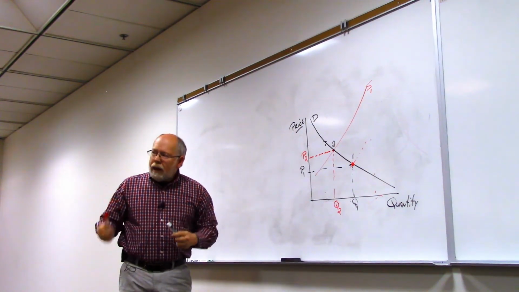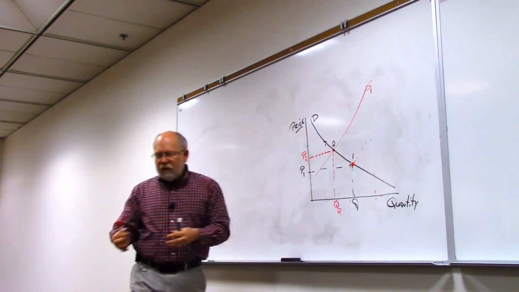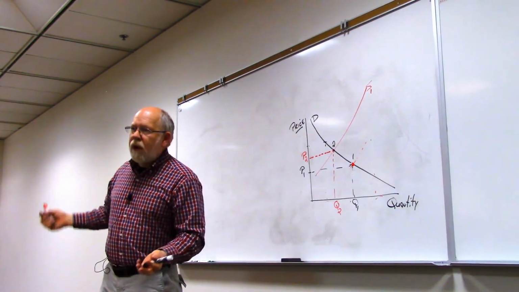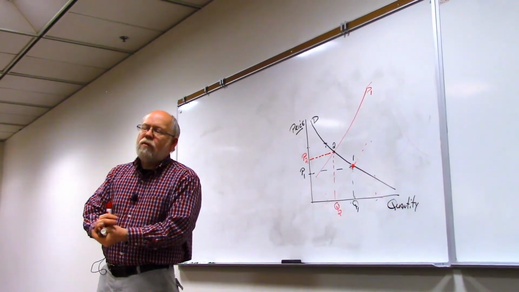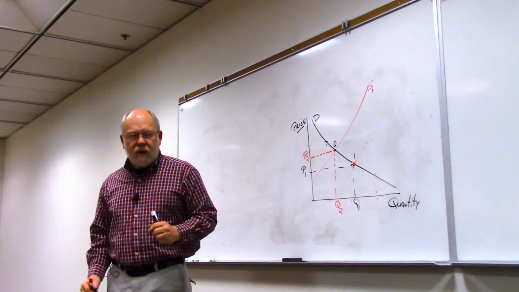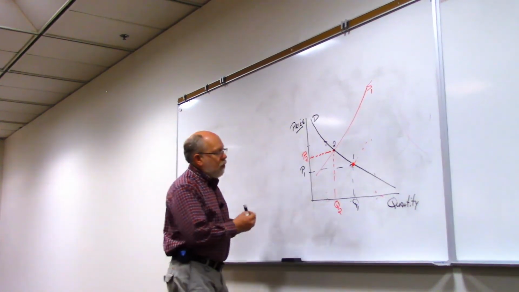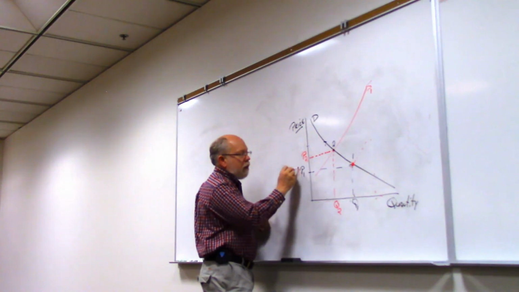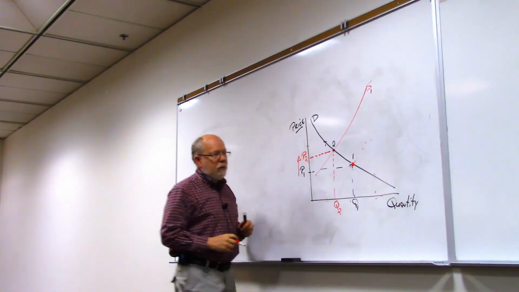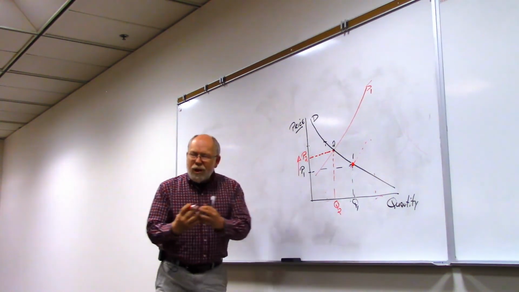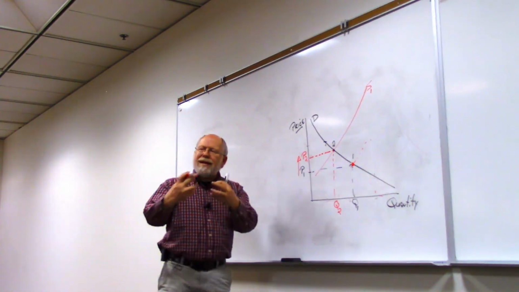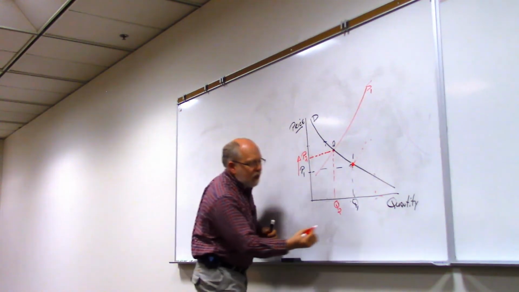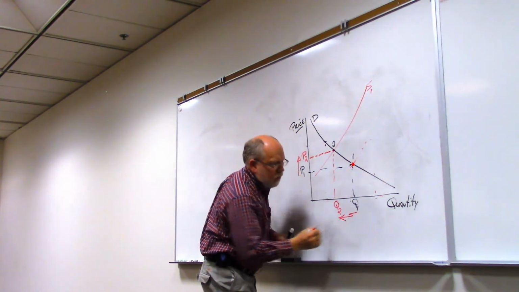Now we're ready to let this graph tell us the answer of what's going to happen to price and what's going to happen to quantity if they begin to cut off the Straits of Hormuz and we can't get our super tankers out of the Middle East. We know that the price is going to go from P1 to P2, so we know that the price is going to go up, and we know that the amount of oil that people consume, the amount of gasoline that people consume, is going to go down.